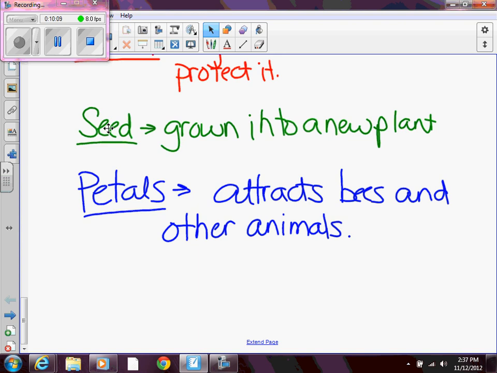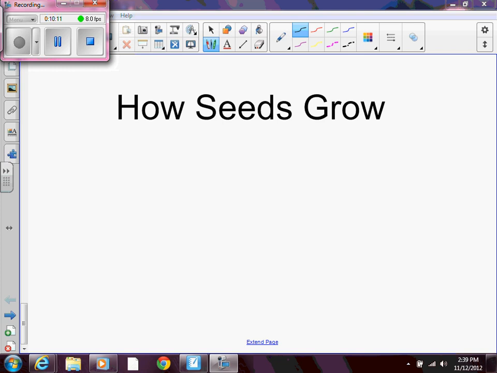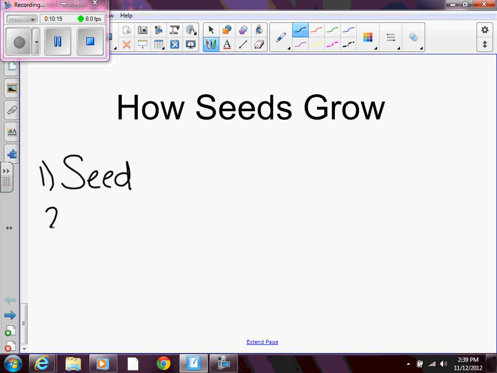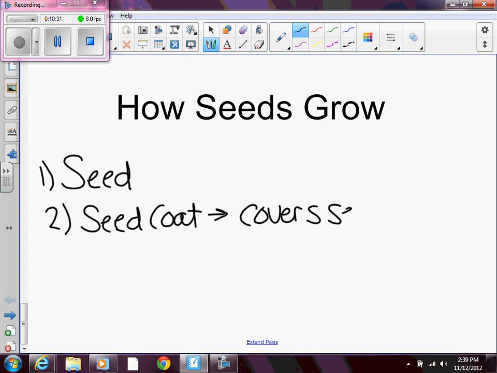We have the seed itself. Okay? Then it talks about something next. Backwards, the next thing it talks about. And what does that seed coat do, Zach? It covers the seed. Exactly. So it covers the seed. All right? And we know that the seed is what will grow into a new plant. Okay? So this grows into a new plant.